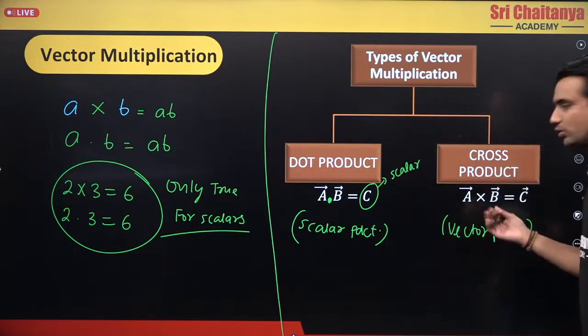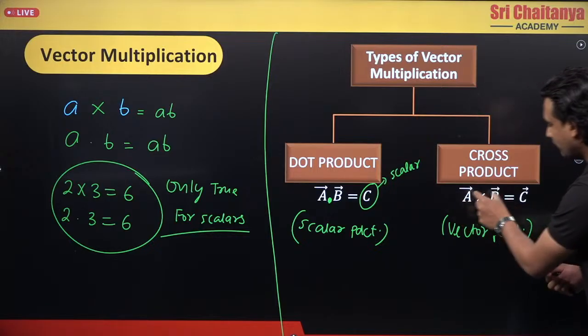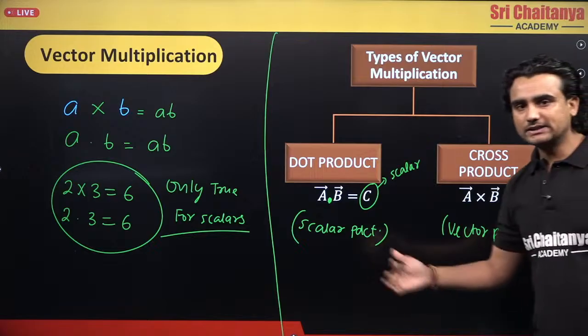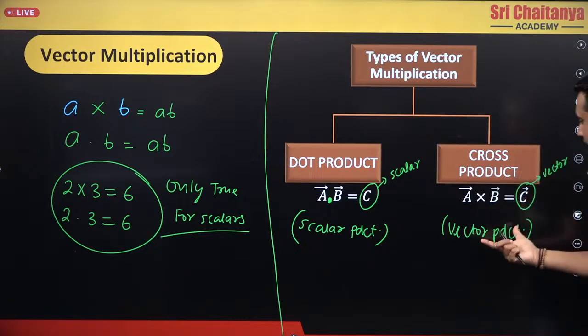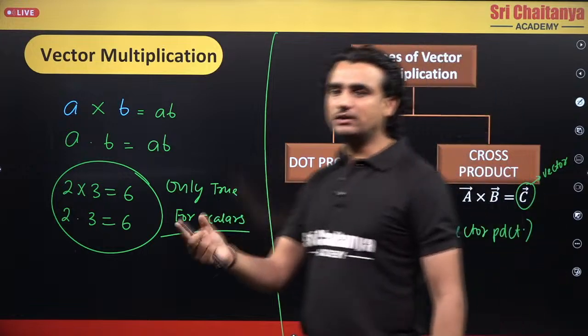But now if you talk about A and B, if I multiply vector A with vector B, what am I getting? I am getting some vector C. So this is a vector which I am getting as my output. This is a vector, this is not a scalar. So that is why this is a scalar product and this is a vector product. So this is the main difference.